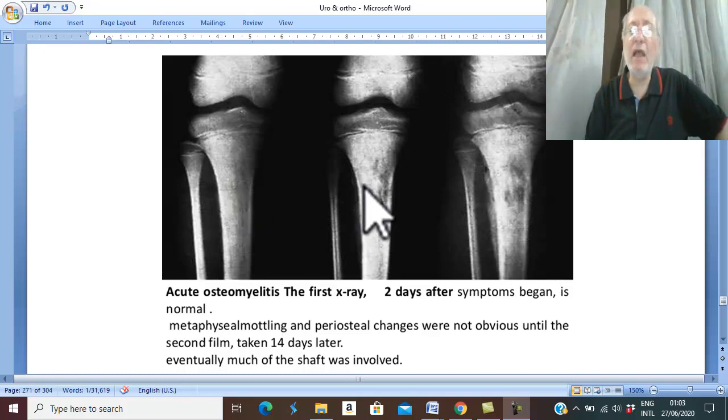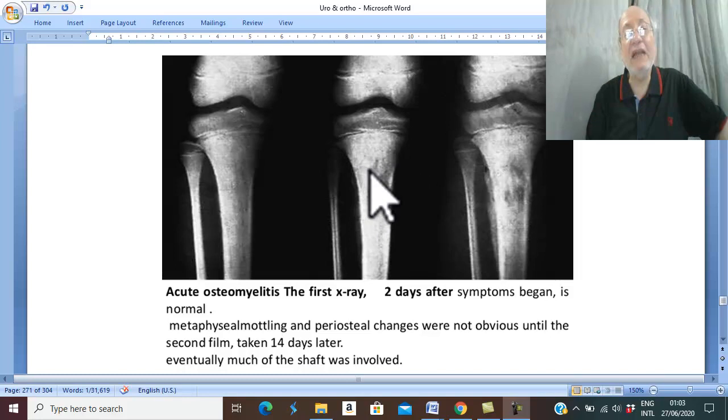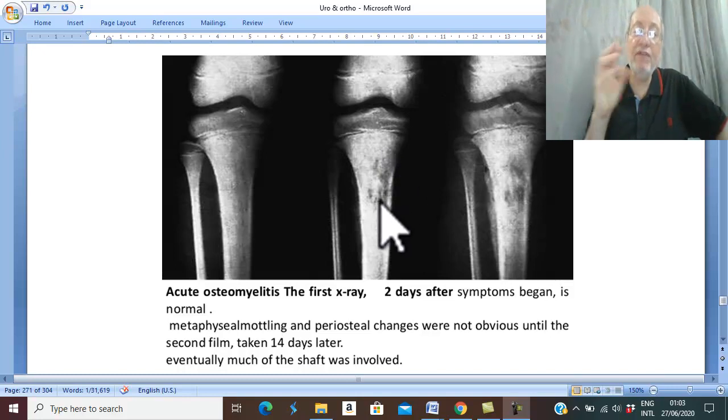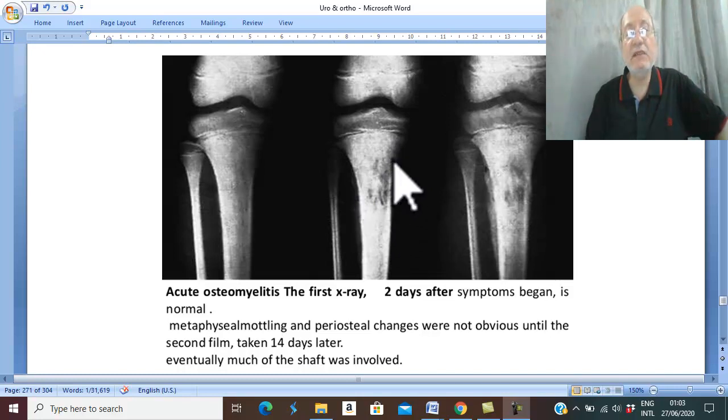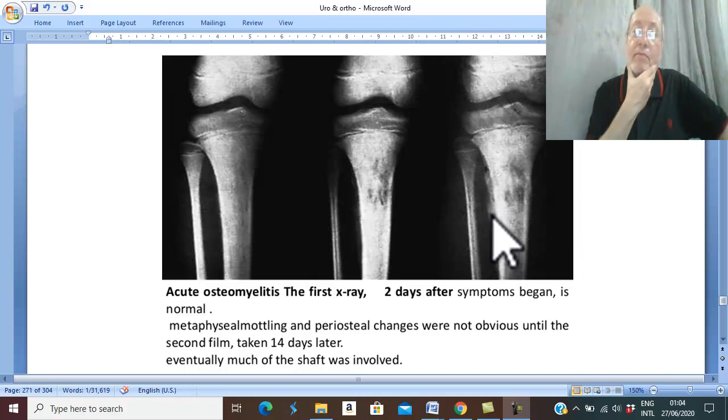But after about 10 days to 2 weeks, rarefaction occurs in the area around the osteomyelitis, most probably due to hyperemia. Hyperemia leads to absorption of calcium from the surrounding area, and it becomes rarefied like this. Later on, after a few weeks, periosteal reaction, periosteal elevation, and the beginning of subperiosteal new bone formation, which is called the involucrum.